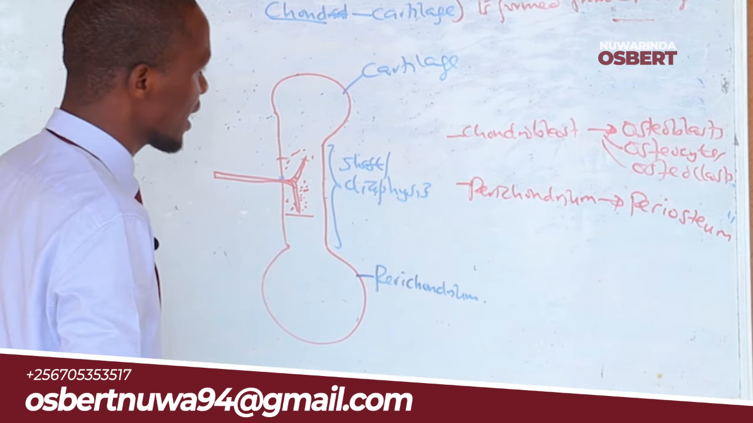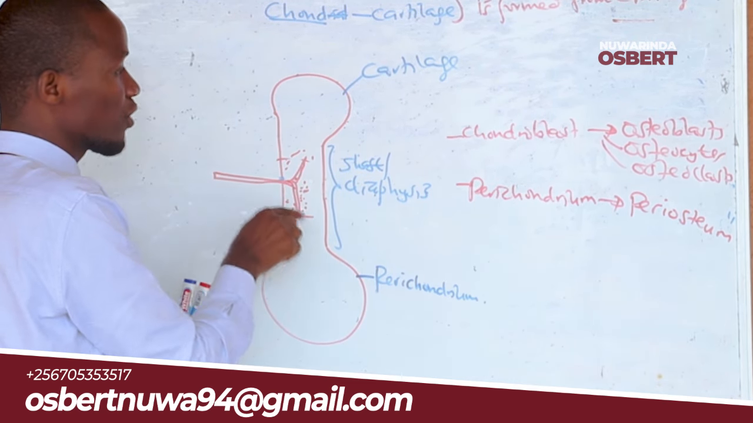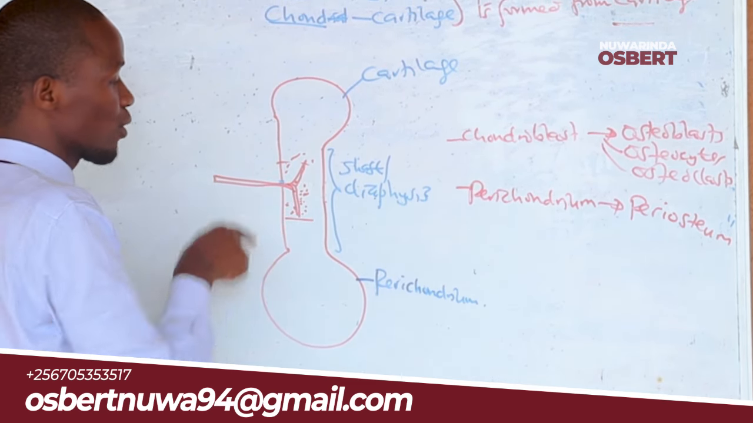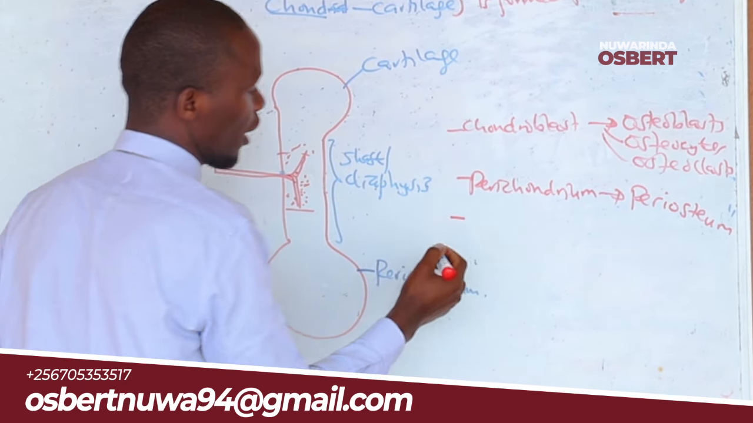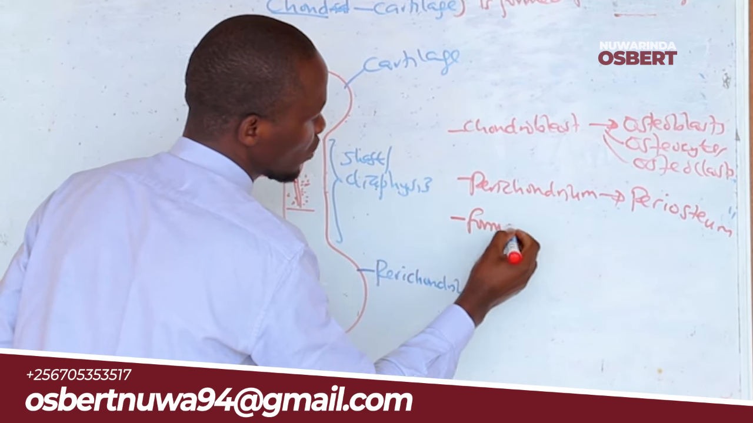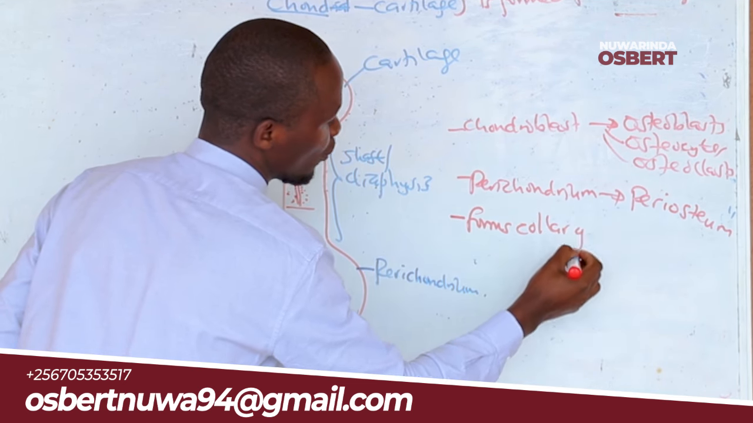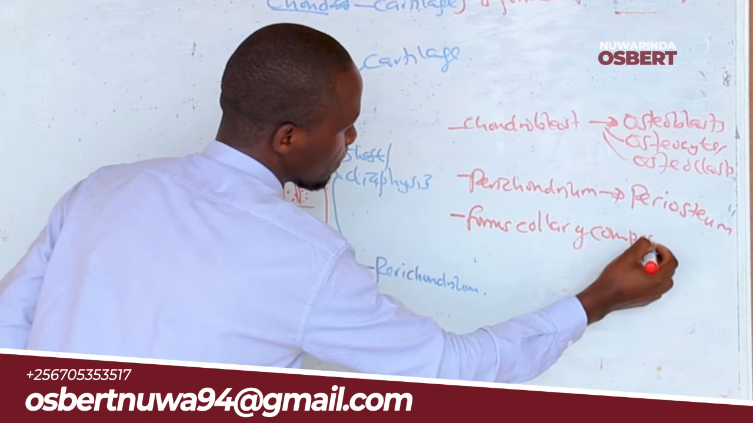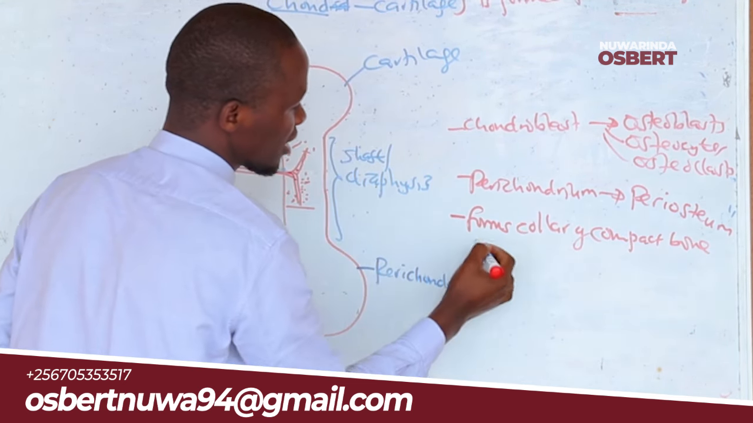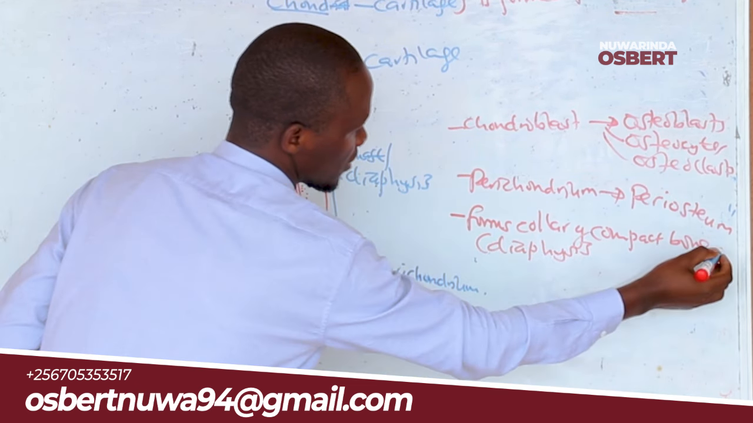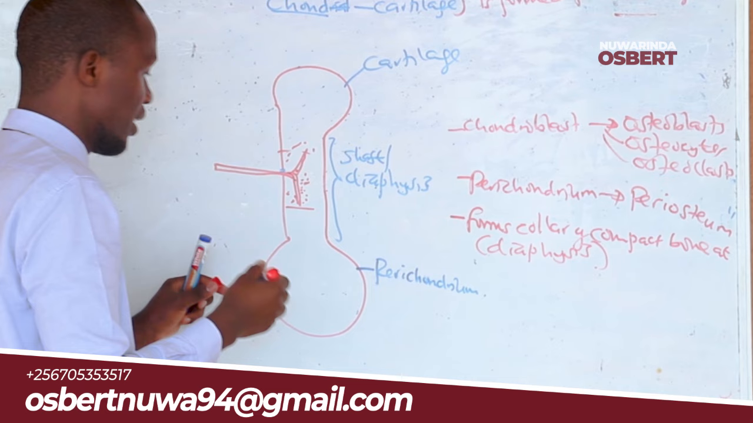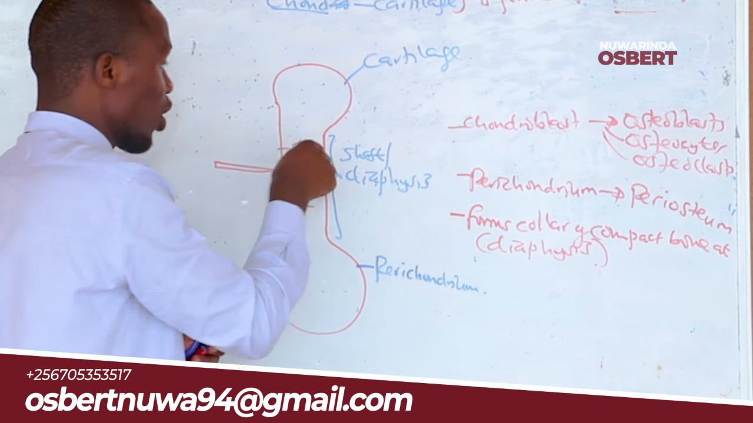So at that moment, the perichondrium is turned into a periosteum. And therefore, all these things are happening after the penetration of the blood vessel. When the blood vessel penetrates, it also forms what we call a collar of compact bone, and this one is starting with the diaphysis. So at this point here, you start forming a compact bone.